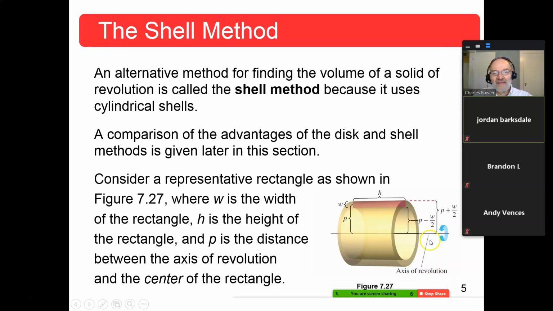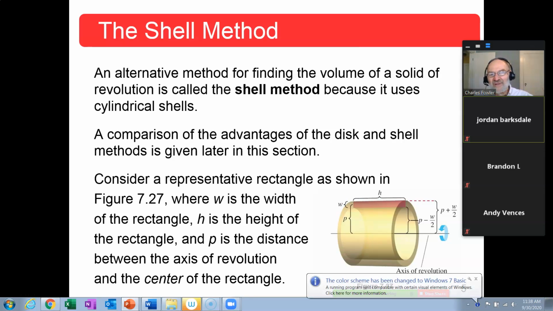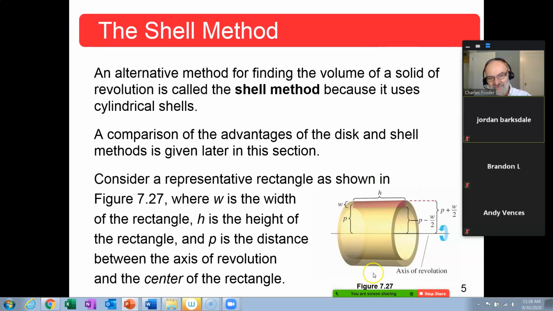Okay. They go into gory detail about P plus W over 2 and P minus W over 2, where P is the average thickness of that thing. In reality, that's all we're going to use. The difference between P minus W over 2 and P plus W over 2 is negligible. So forget about it. Just use P. So P is the radius of your rotation there around that axis. It's the average.